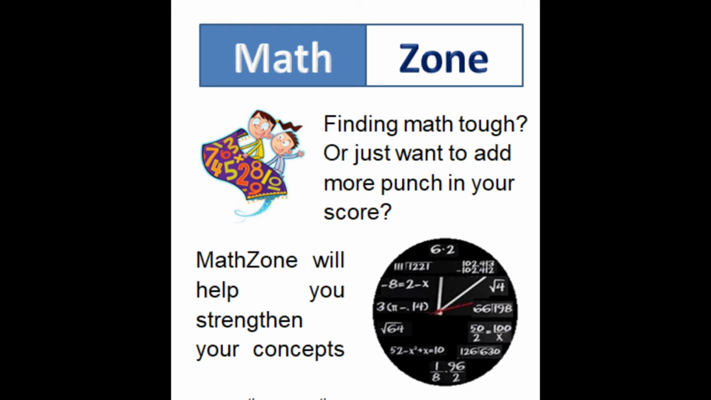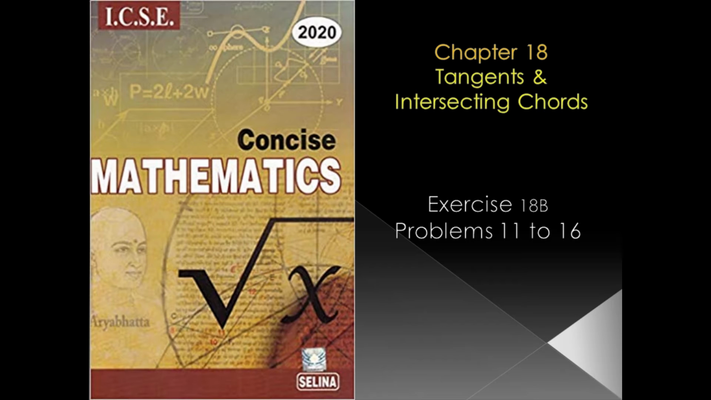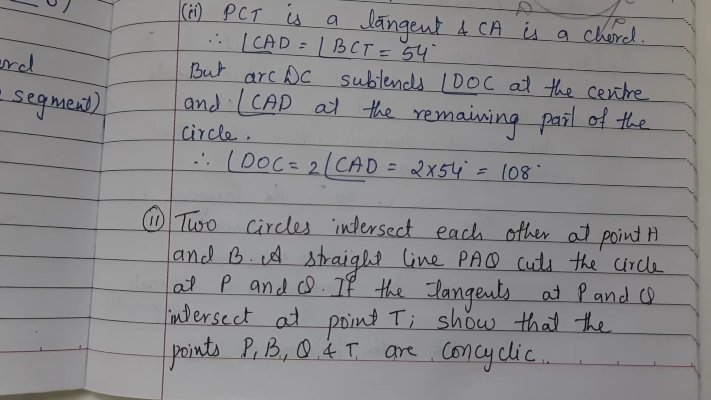Class 10, Chapter 18, Tangents and Intersecting Chords. Sum number 11. Two circles intersect each other at points A and B. A straight line PAQ cuts the circles at P and Q. If the tangents at P and Q intersect at point T, show that points P, B, Q and T are concyclic.